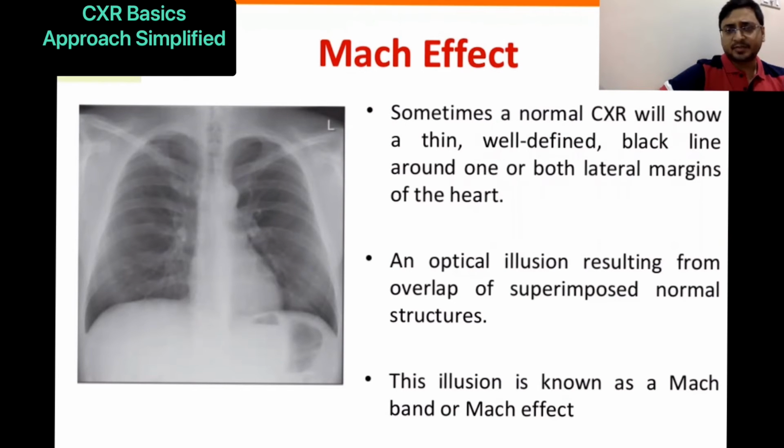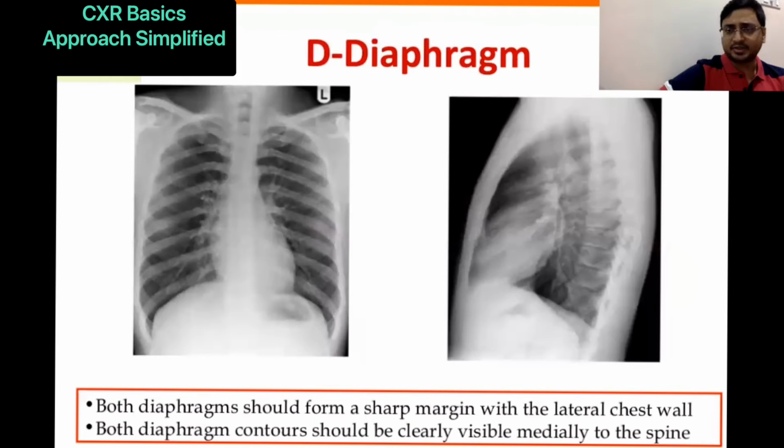This is the main March effect that I will not be talking about because this is a very advanced case. So coming to D for diaphragm. Diaphragm is one of the most important. We all know that these are the diaphragm.